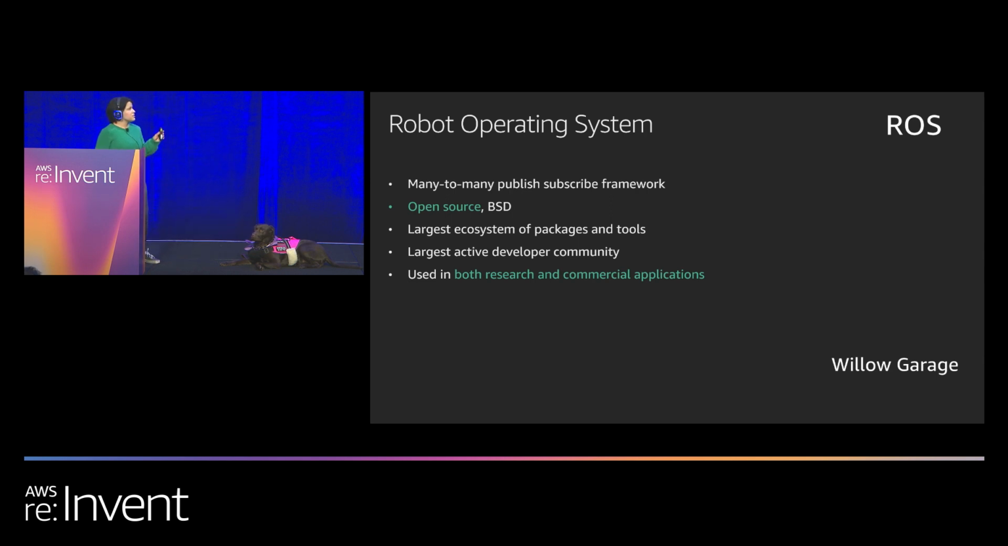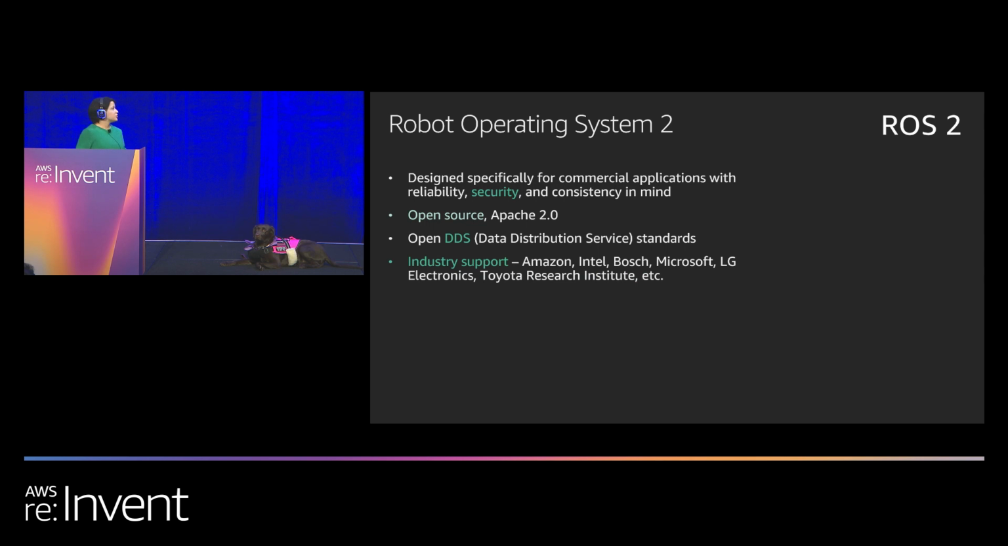And there are some changes that ROS 2 brings that will make it better for commercial applications. We'll get into that in just one second. So now, Robot Operating System 2. What does this have? What are its amazing features?